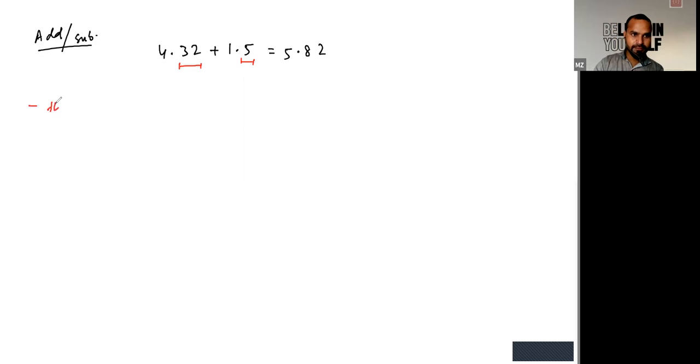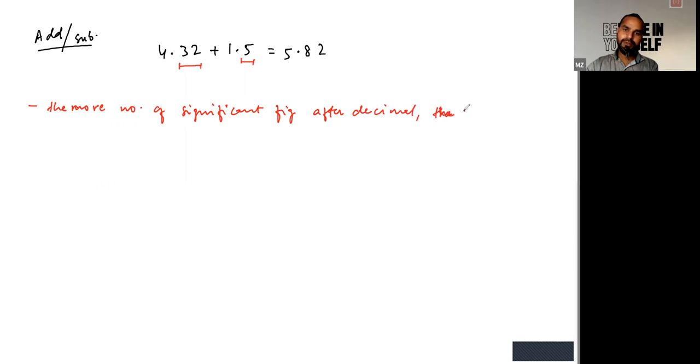So you can say the more significant figures after the decimal, the more precise the data will be. So from this, 4.32 is the most precise data and 1.5 is the least precise data. According to the rule of significant figures, while adding and subtracting, the result of this operation should be reported in the least precise data related to the input.